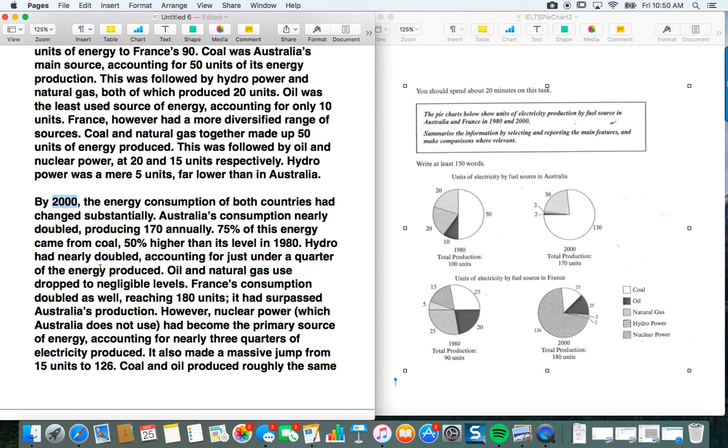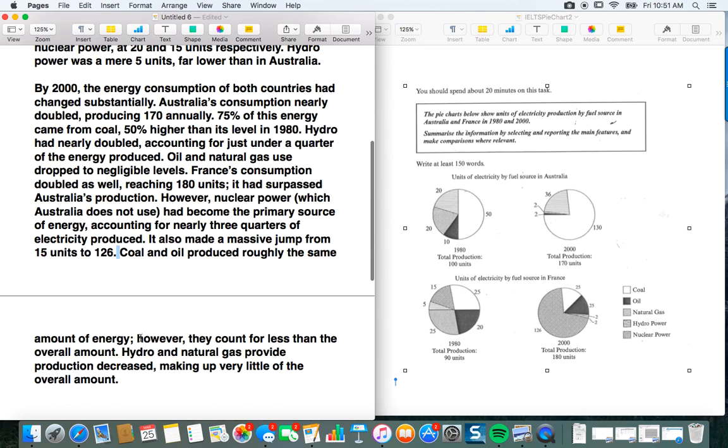Okay, so again, 2000. However, nuclear power, now here I've decided to add in which Australia does not use to make the comparison. Just a brief little point. Nuclear power had become the primary source of energy, accounting for nearly 3/4 of the electricity produced. All right, so 3/4. It also made a massive jump from 15 units to 126. Then, quickly, coal and oil produced roughly the same amount of energy.